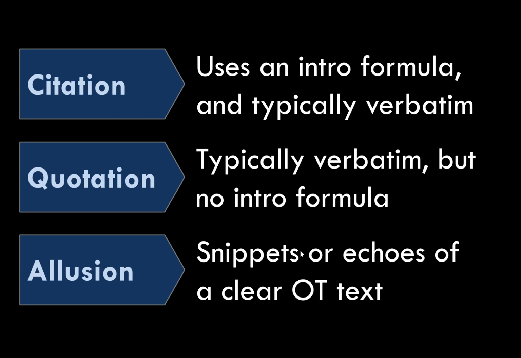The second, which is very similar, but is worth distinguishing, is a quotation. A quotation is whenever it is generally verbatim, usually it's going to match pretty closely in the wording and so forth, but it's not going to have an introductory formula. That's what we call those things. It's not going to say, as it has been written in Isaiah, or this took place to fulfill what was written in Jeremiah. It doesn't have that. It just quotes it, and you don't necessarily know. They're not signaling that to you.